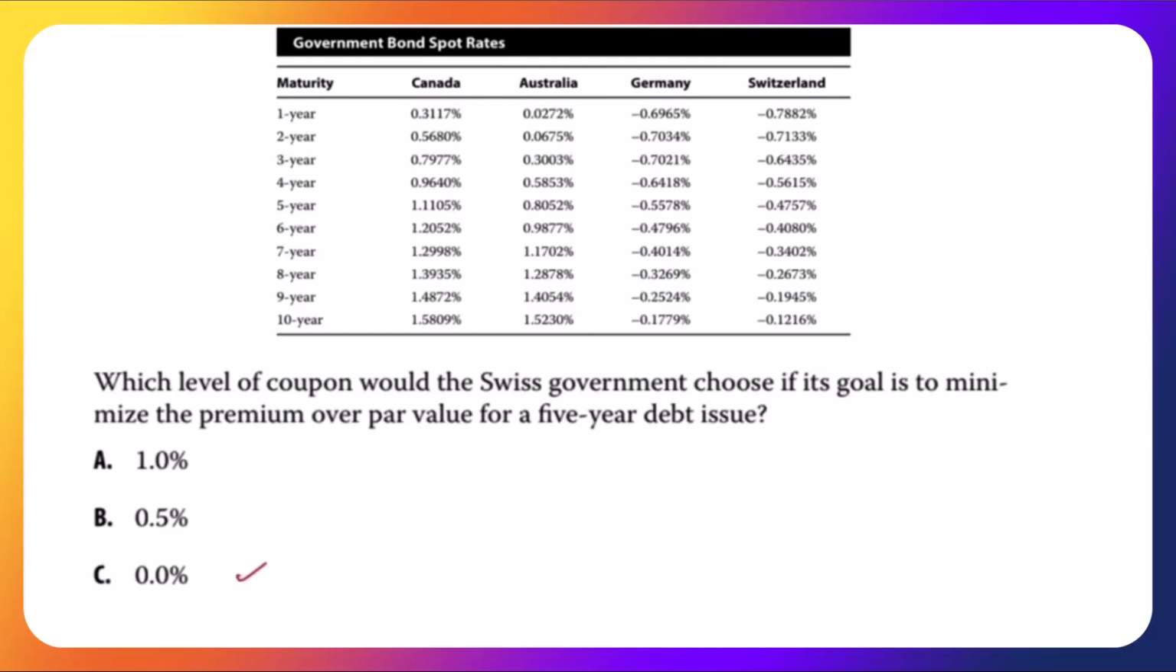We have a number of questions that use the same exhibit. First question here, which level of coupon would the Swiss government choose if its goal is to minimize the premium over par value for a 5-year debt issue? So look at our spot rates for the first 5 years, they're all negative, which means any coupon above those rates would end up being a premium bond. So which coupon would we choose to minimize the premium? 1%, 0.5, or 0? Obviously, we'd try to choose the lowest possible coupon, 0%.